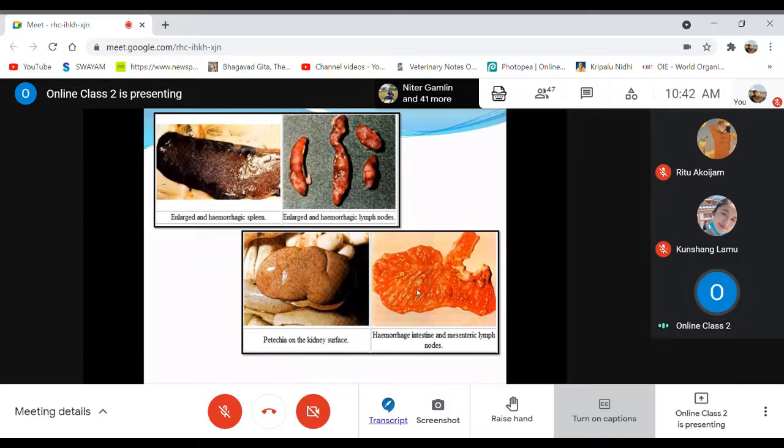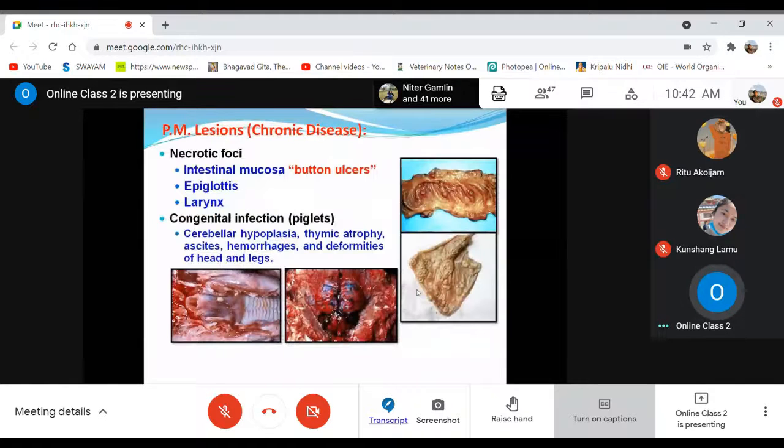I'll show you another picture, which is very much typical so far. See here. These are the button-shaped ulcers. Okay, so the border is raised while the center is depressed and well demarcated from the surrounding area or tissue, giving just like a shape of a button of your shirt. So that's why such type of lesions are known as button ulcers. Okay, so that used to be present in the intestinal mucosa.